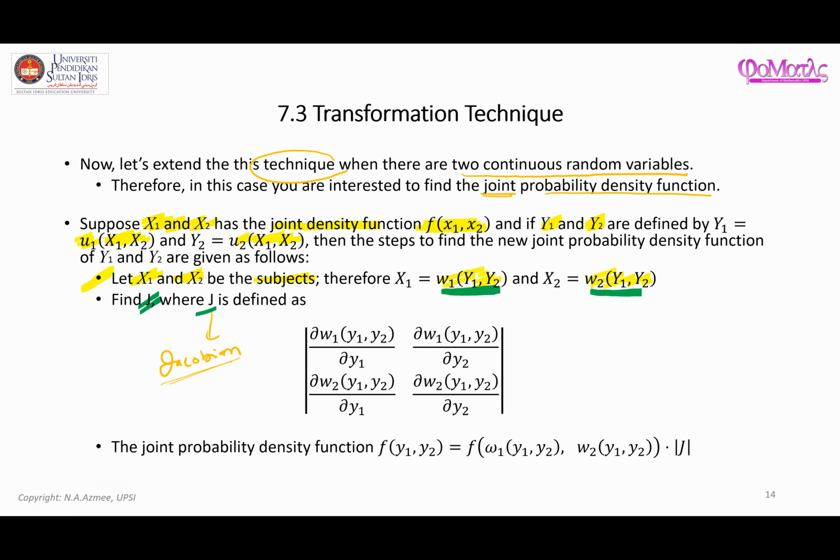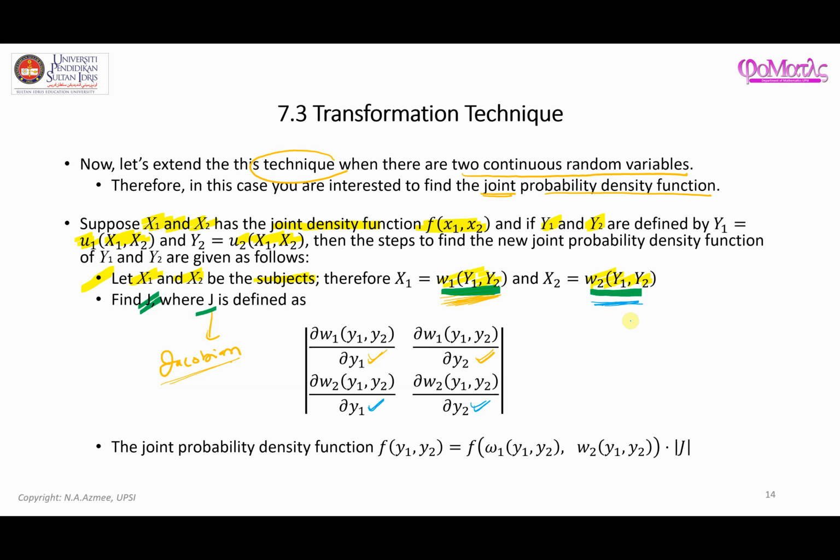What it does really is you need to differentiate this with respect to first y1, and then you have to differentiate this same function with respect to y2. Similarly, you take this other function, differentiate it with respect to y1, and then with respect to y2, and you have to find the determinant of it.